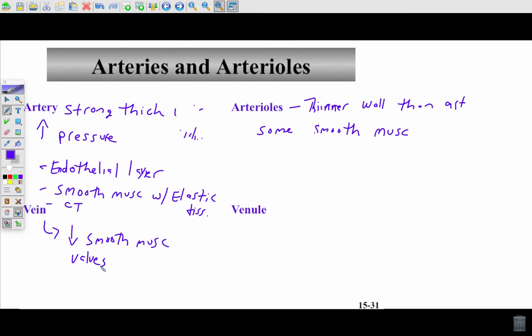Venules are small veins. They're much thinner than arterioles. A lot less smooth muscle and elastic tissue than an arteriole. Okay, but all four of these still have that endothelial lining that's consistent.